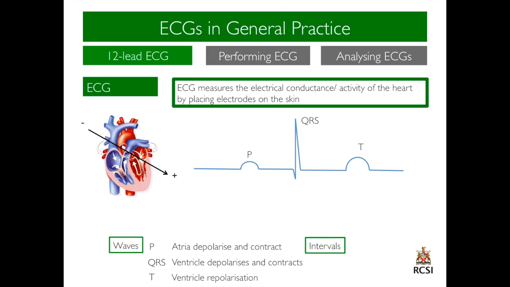Between the waves are intervals. The first interval, outlined above, is the PR interval. It represents the delay in conduction between the atria and ventricles because of the AV node. The second interval outlined above is the QT interval.